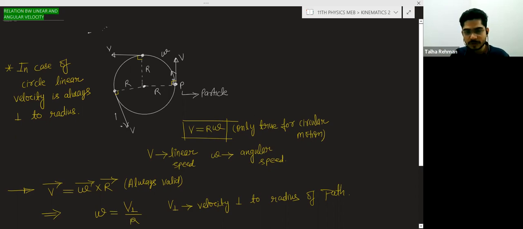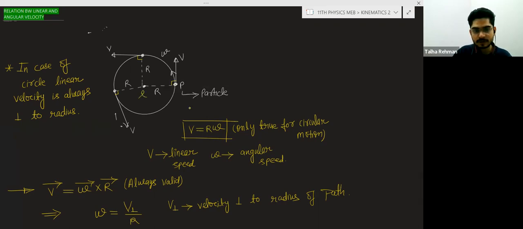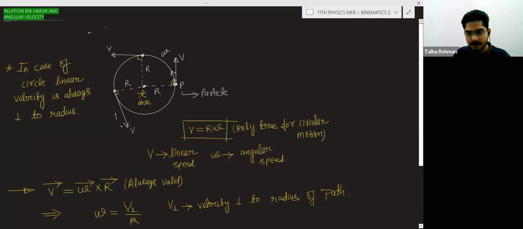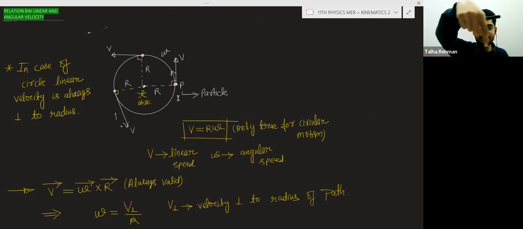Now you have to focus on this particle P. Basically, you are observing the motion of this particle from the center. You are here, the observer is here. So in the circular motion, keep in mind that the observer is observing the motion of the body which is moving in a circular path from the center. Then also, he or she will find that the particle is moving in a circular path like this.